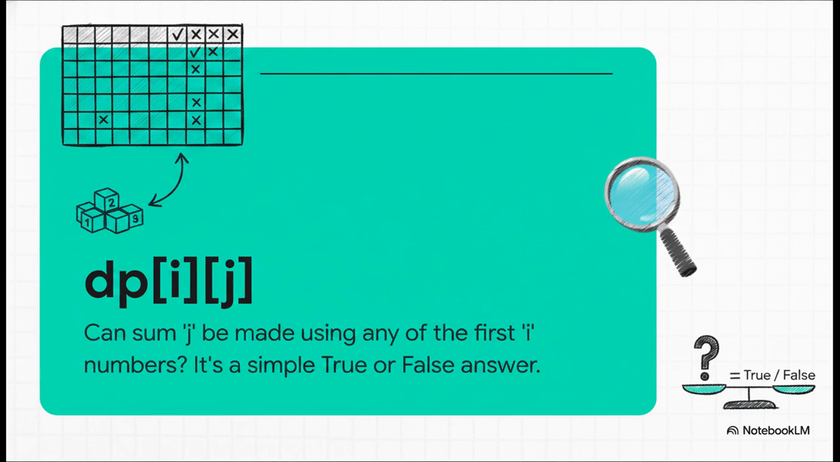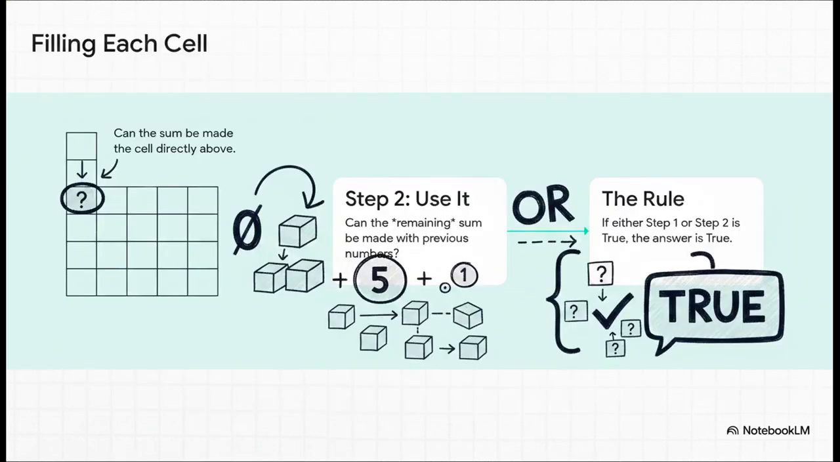Our whole job is just to fill this table out, cell by cell, until we find the answer we're looking for. So how do we actually figure out if a cell is true or false? Well, for any given number we're considering, we really only have two choices, right? Choice 1, we don't use the new number. If we don't use it, then the only way to make the sum is if we could already make it with the numbers we had before. So we just copy the answer from the cell directly above us.